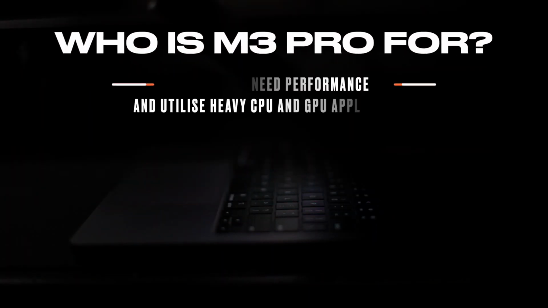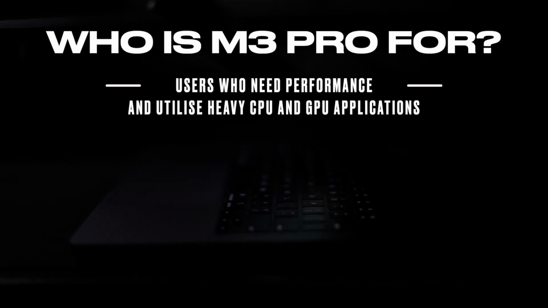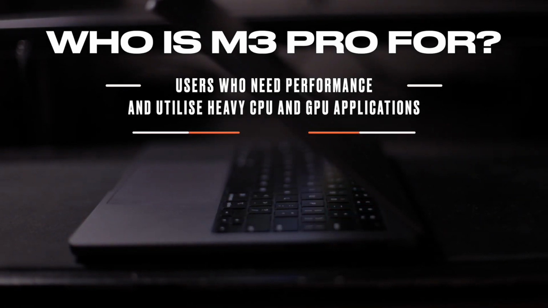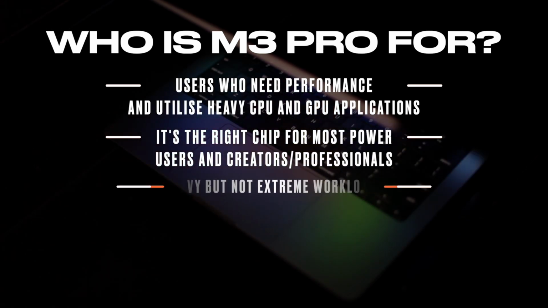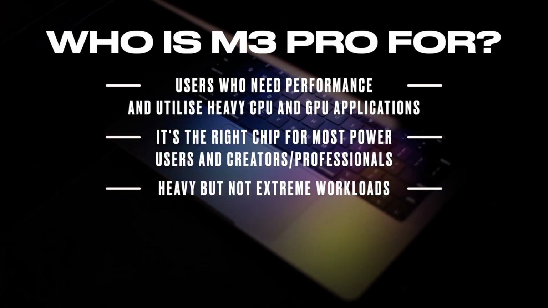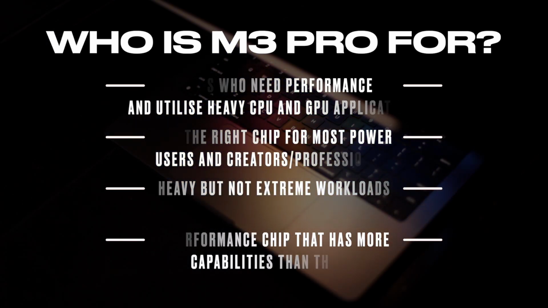So who is the M3 Pro for? The M3 Pro is the best chip for most users who need performance and utilize heavy CPU and GPU applications. It's the right chip for most power users, creators, and professionals who don't utilize extreme workloads. The M3 Pro is a more performance-oriented chip, providing much more capabilities and abilities than the standard M3.